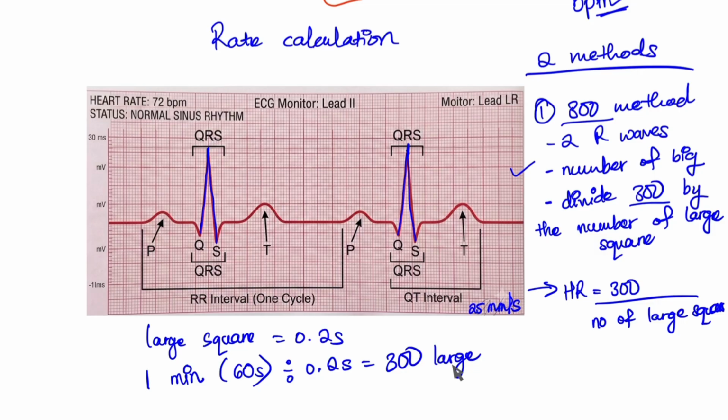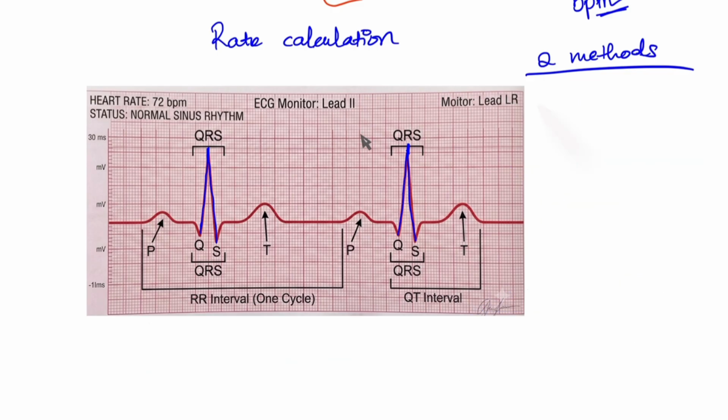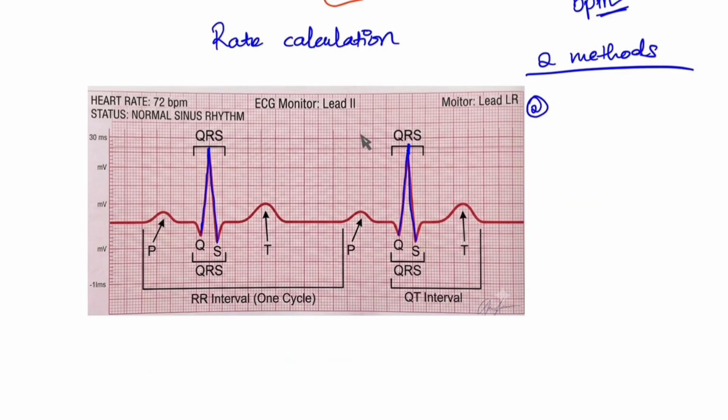So there are 300 large squares in 1 minute, which is why we divide 300 by the number of large squares between the R waves. Remember that this is one contraction, this is another contraction. This is one beat, then this is another beat. Now let's look at the second method, which is the 1500 method.